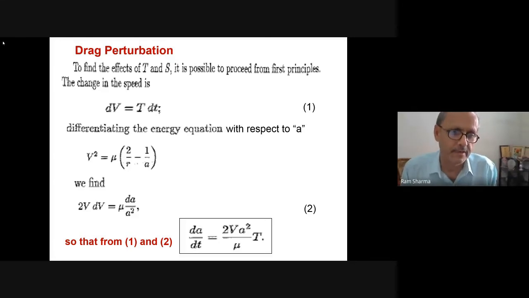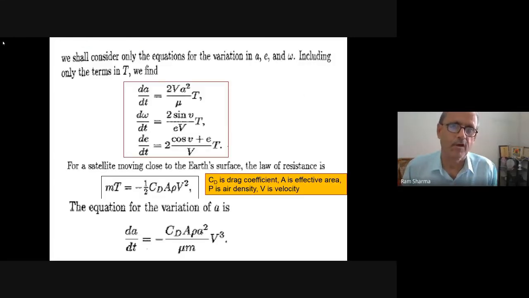Now you get 2v dv, and only a you differentiate. r you don't change. So you get mu dA divided by a squared. And you use equation 1, and then you will get dA by dt equal to 2v a squared by mu times thrust. Now these three equations, we will only look for dA by dt. The others will also similarly come, but we are not interested right now. We will just see how to derive this from very first principles.